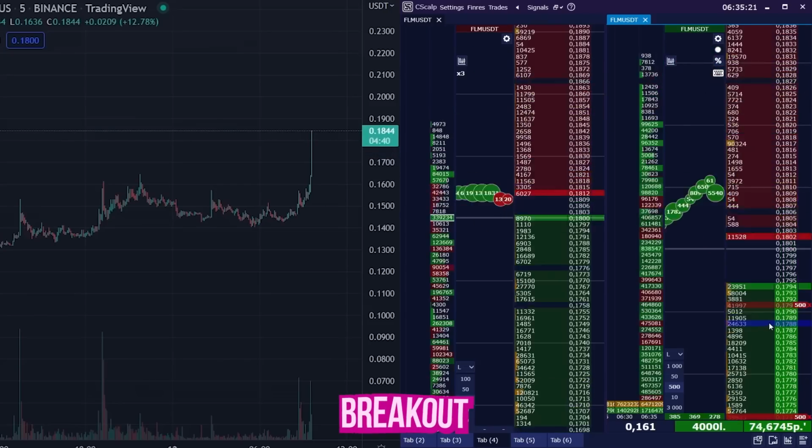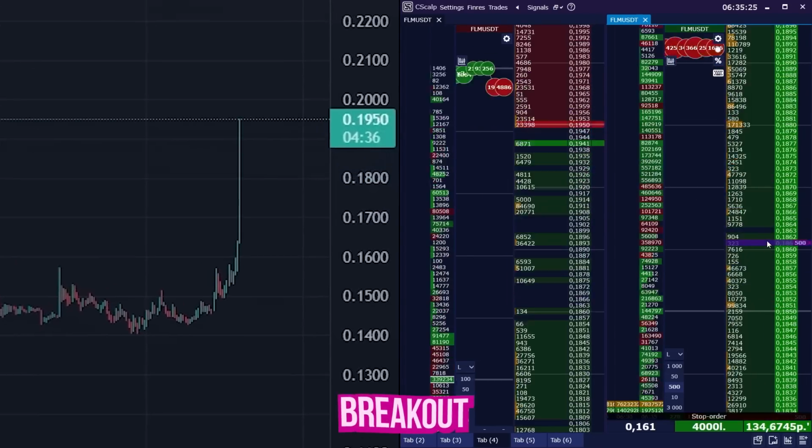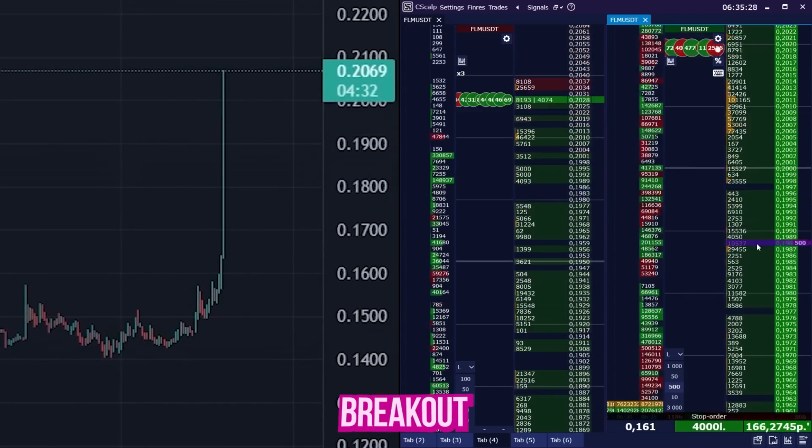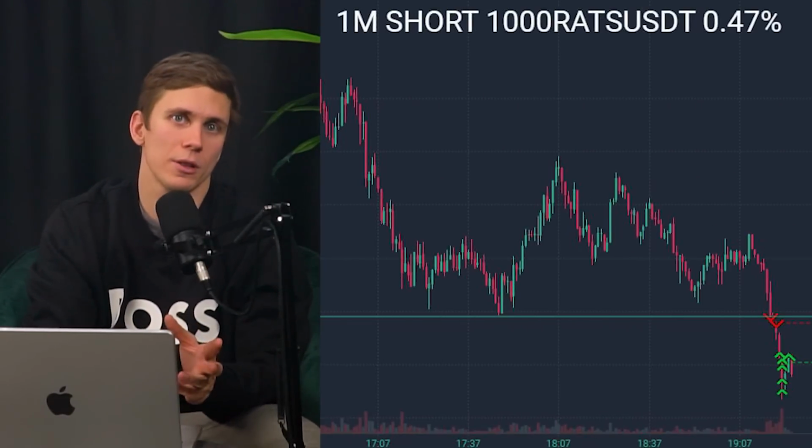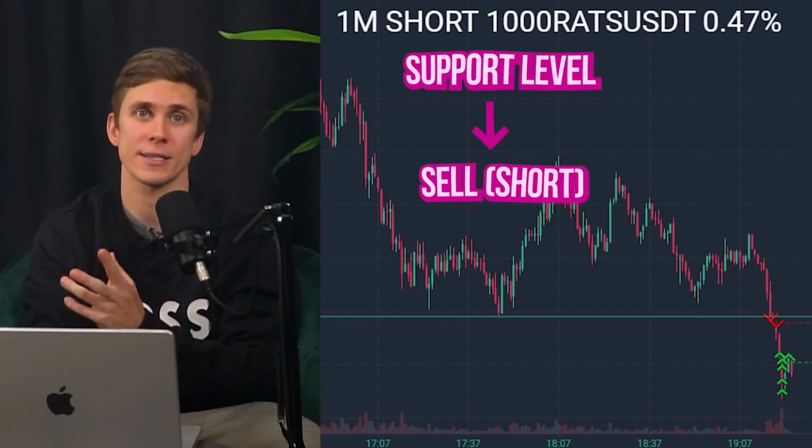Once you have identified a horizontal level, the next step is to wait for the breakout. A breakout happens when the price breaks through the established support or resistance level and starts moving in the direction of the break. If the price breaks above a resistance level, you enter a buy long trade. If the price breaks below a support level, you enter a sell short trade. It's better to set a pending order at the level of the breakout.